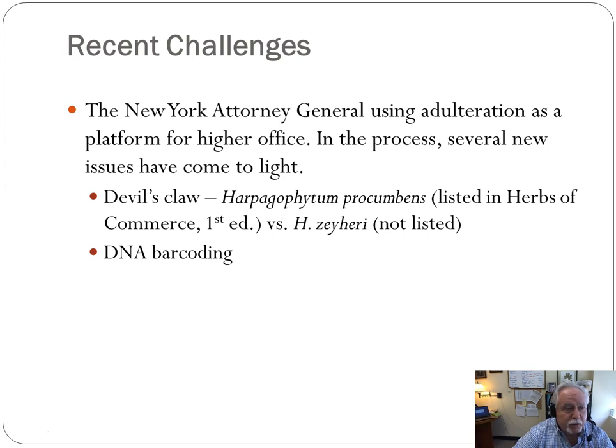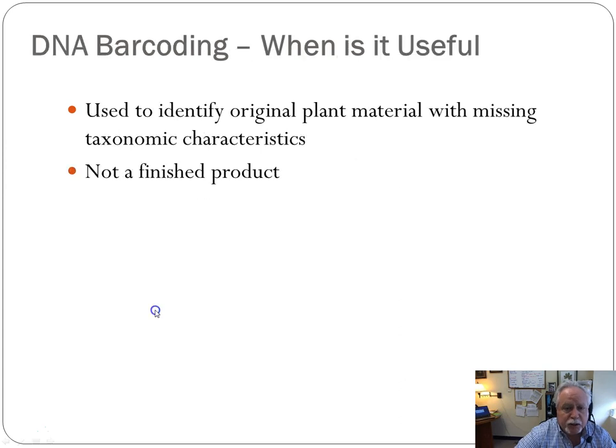It notes that in some cases, as in the echinacea, you can use multiple species and still have an effective medicine. The other thing that was brought up was the DNA barcoding. And barcoding is really useful to identify original plant material with missing taxonomic characteristics, but not finished products.